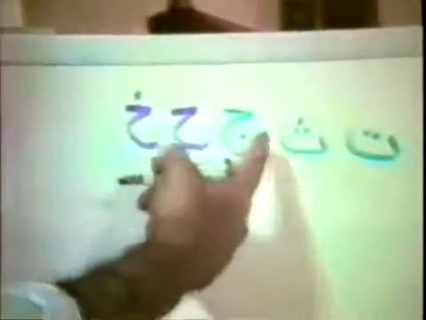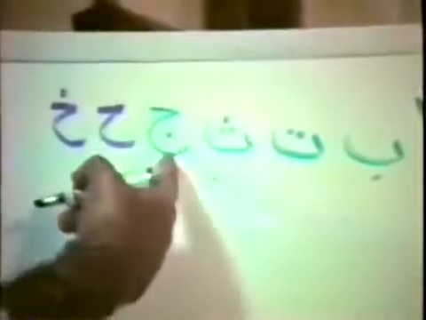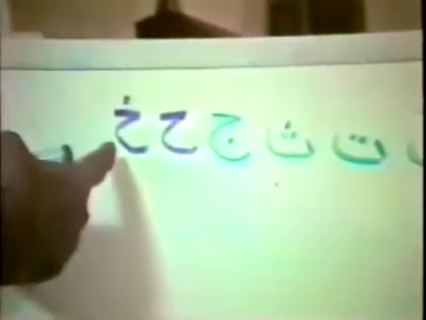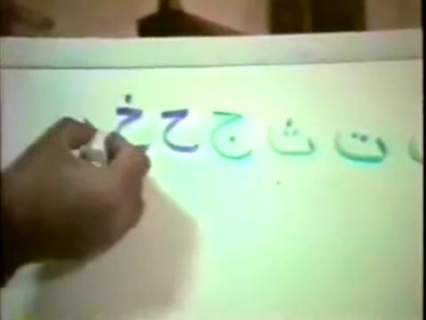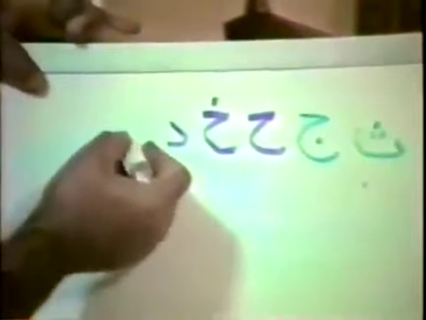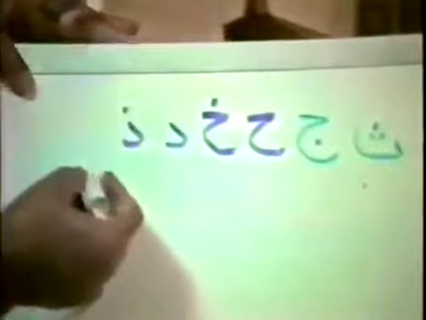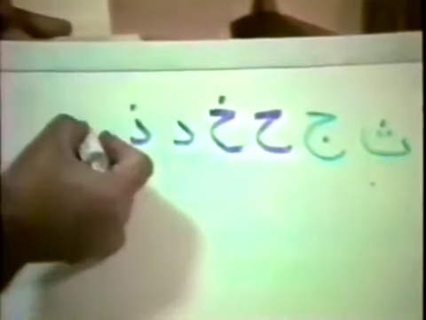You see the importance of the dots? Alif, Ba, Ta, Tha, Jim, Ha, Kha. This is the letter Kha. Dal, equivalent to D as in David. Dhal, equivalent to TH as in then.